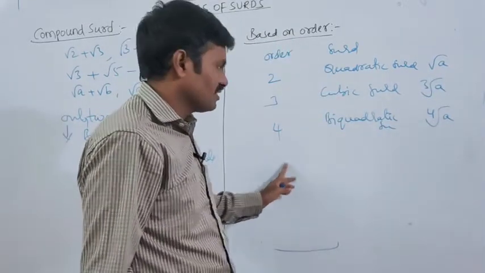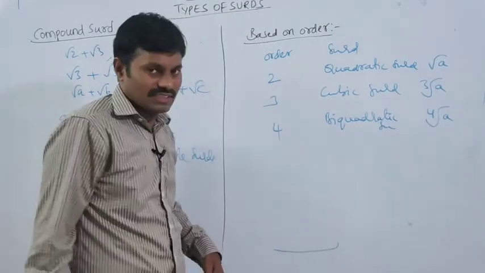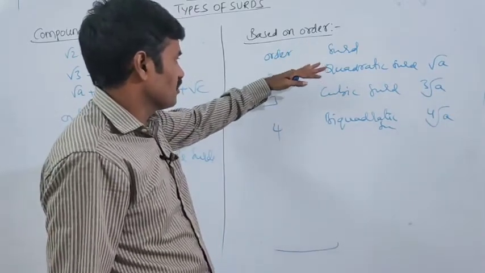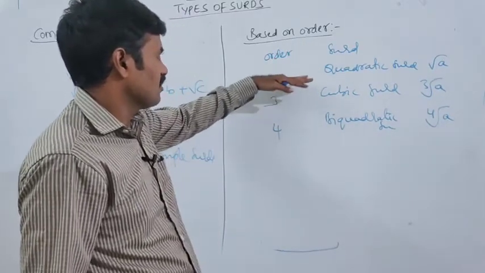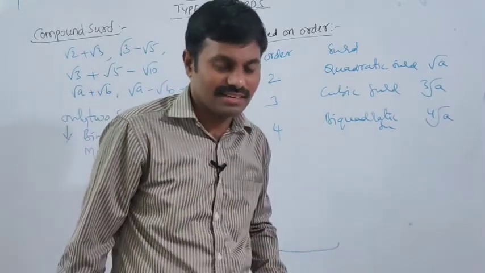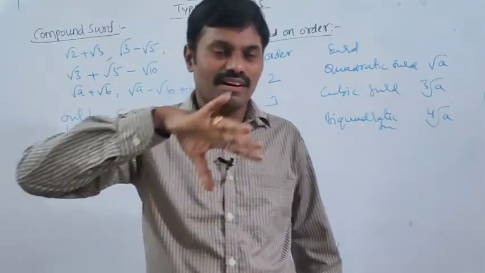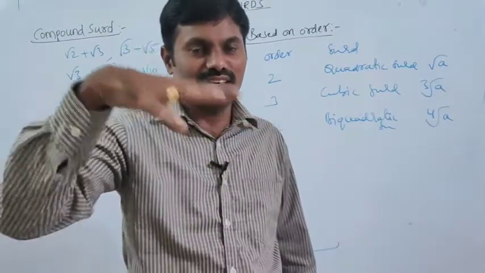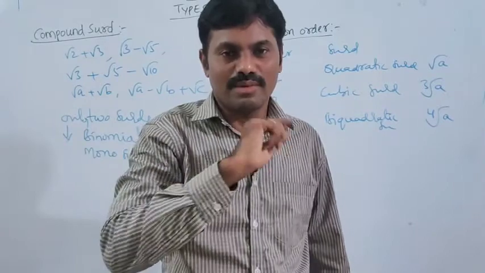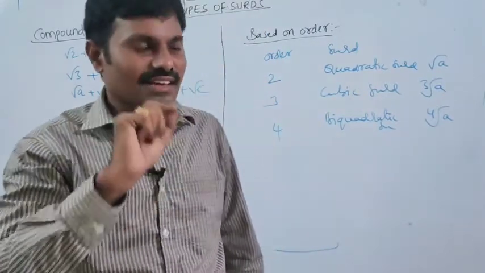If 5 is the order, then we call it a fifth order surd. There is no special name like that. Is it clear? This is the classification of types of surds based on order. Order 2, quadratic surd. Order 3, cubic surd. Order 4, biquadratic surd. I hope all of you understood the concept of surd and types of surds. I am also giving the definitions on the screen while explaining, so please make a note of those definitions and practice well.